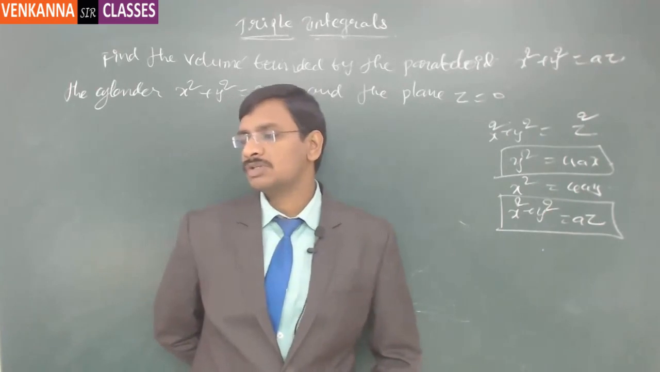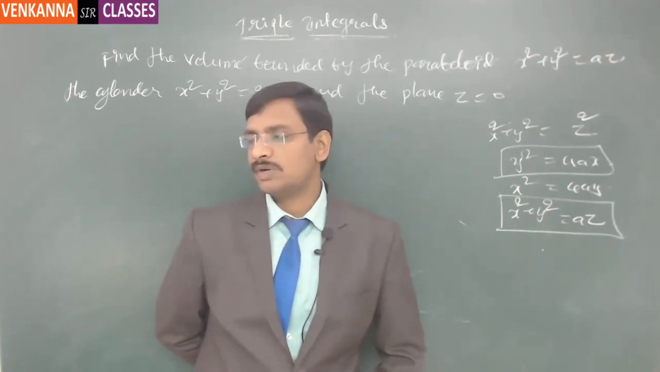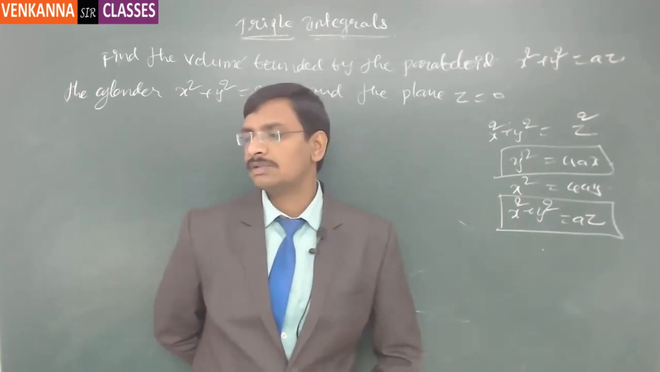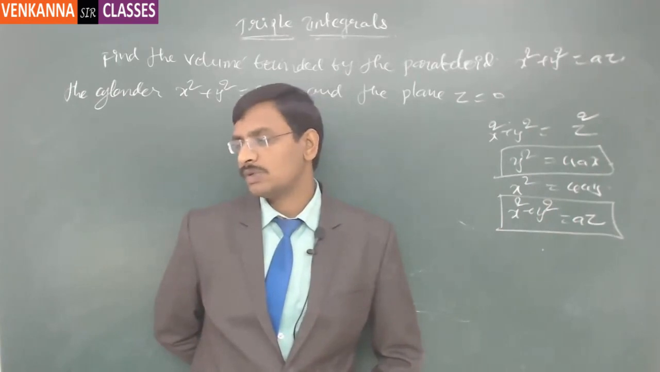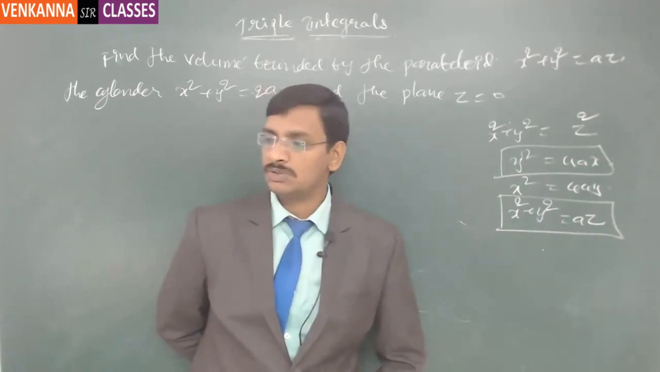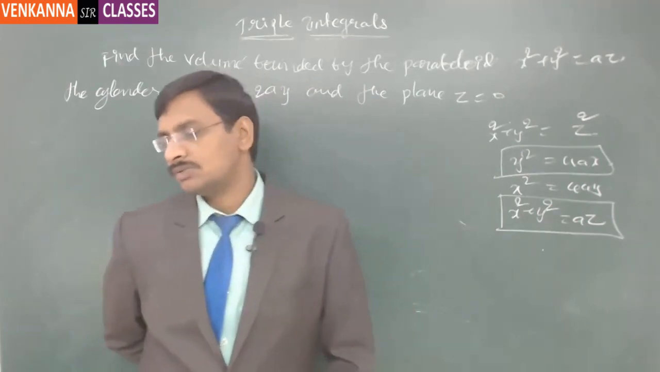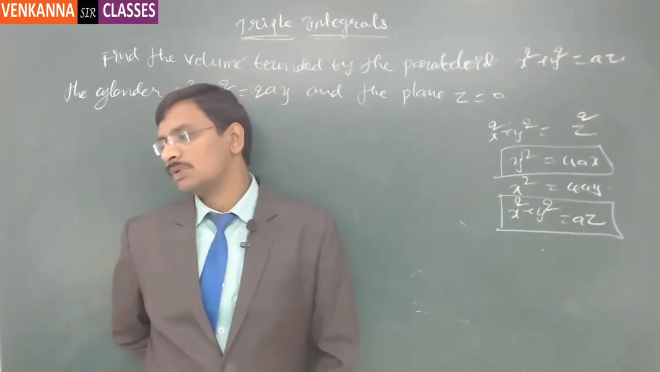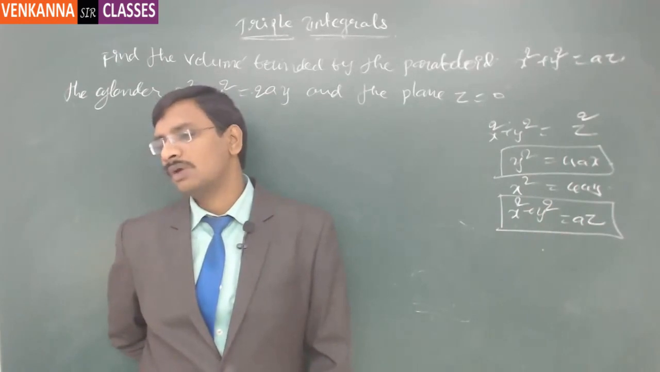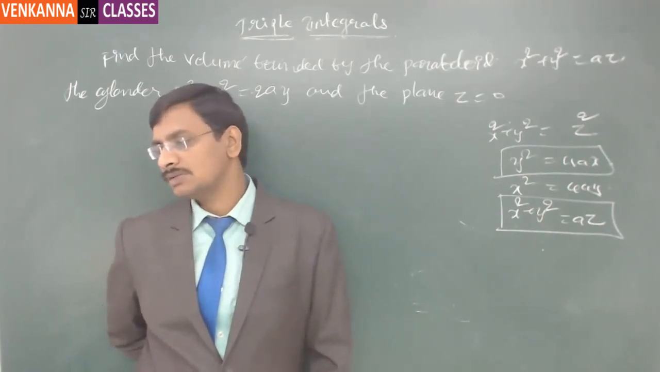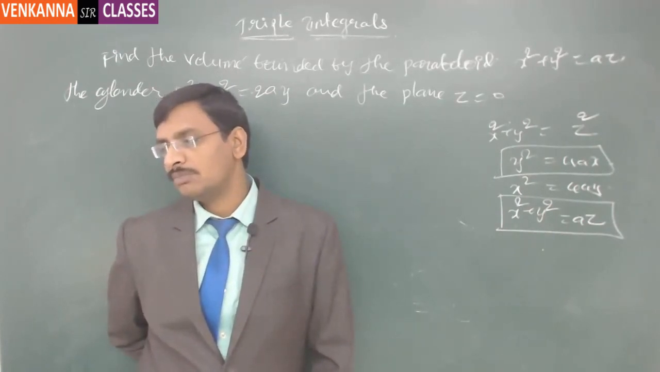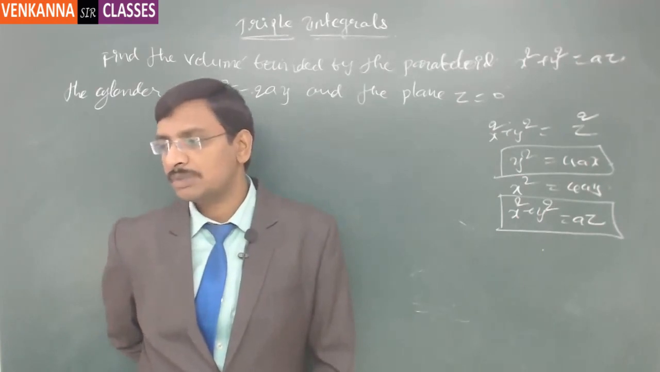So whatever the cross section you see, either it is the xy plane or yz plane or zx plane, it is always a circle: x square plus y square is equal to a square, or x square plus z square is equal to a square, or y square plus z square is equal to a square. Whatever the direction you see, it is always a circular shape in 2D. So that manipulates to the spherical shape in 3D.